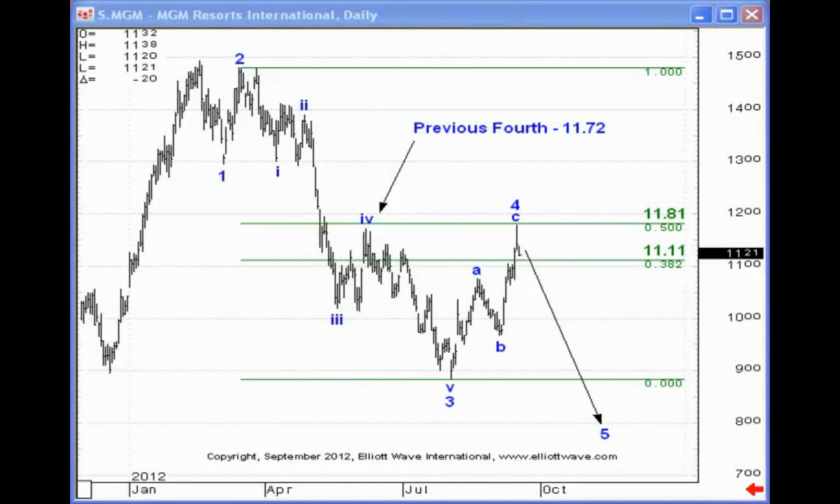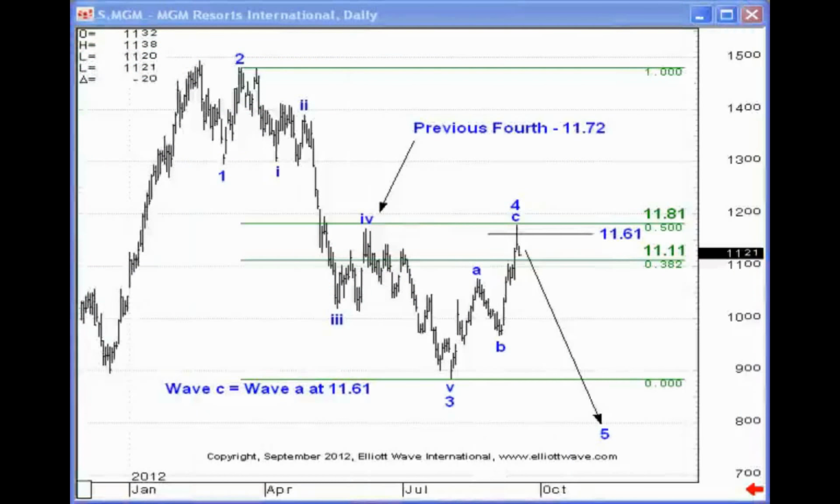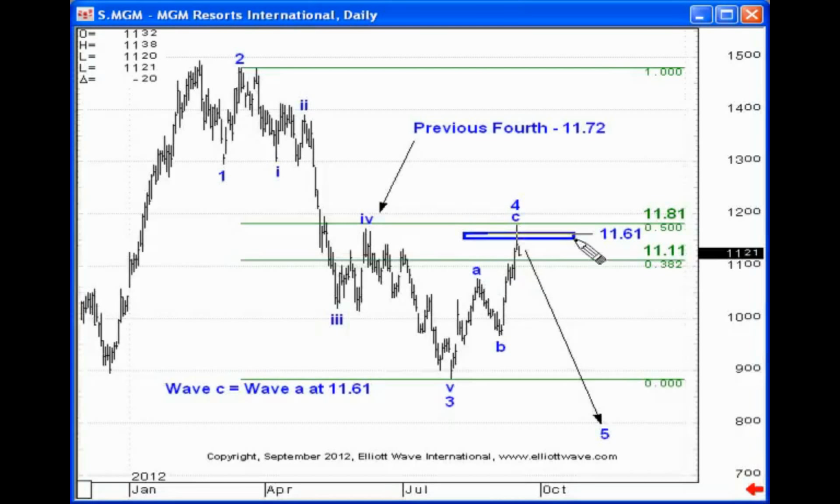That comes into play at 11.72. Very near our 50% retracement level of 11.81. And then finally we'll look at the wave relationships within wave 4, and we can see that at 11.61, that's where wave C equals the distance traveled in wave A. So this area right here between 11.61 and 11.81 is an ideal area for prices to travel to in wave 4 and then reverse from in wave 5.